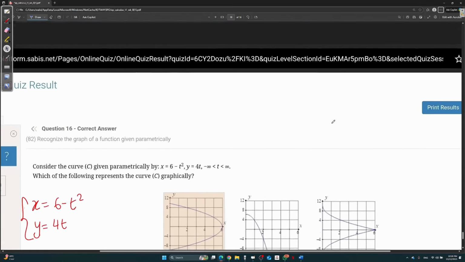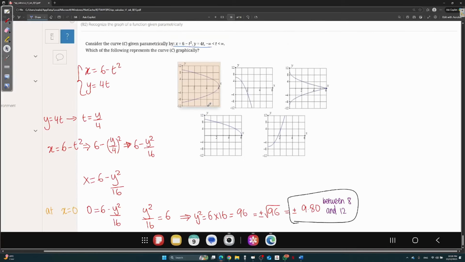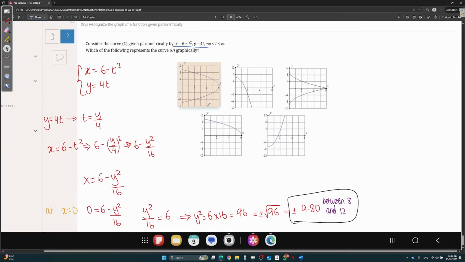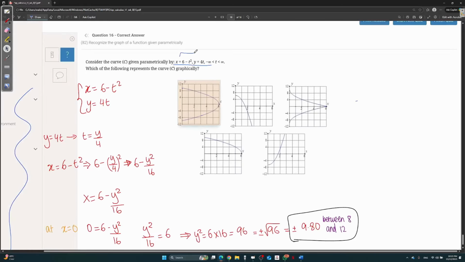Okay. Question 16. Consider the curve given parametrically. Now, how would you check the graph? There are many ways to do this. I'll give you the nice easy way. The way that's solved in the PDF is actually pretty nice. Anytime you see two parametric equations, write them in terms of each other if you want to graph, because it makes your life a lot easier, especially if they're simple like this.